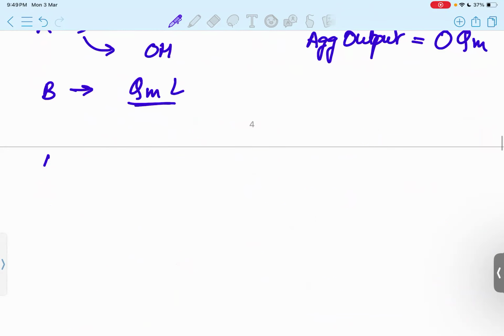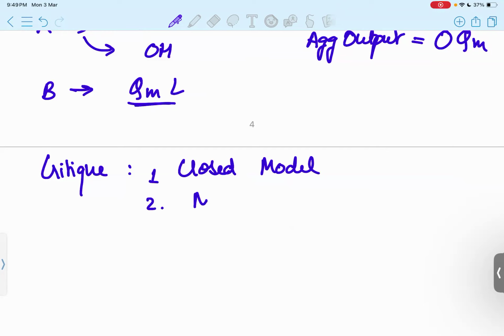Now, the critique is, you can see that it is a closed model. We have analyzed only two players in the market. So what if a new firm enters the market, because they are making monopoly profits? This will attract new firms. New firms enter, supply will increase, and the share of the market demand that they were earlier catering to will reduce. So this will also reduce their profit share. This has been ignored in this model.